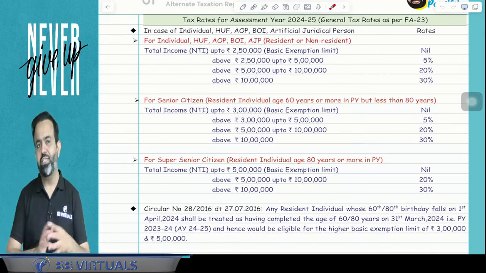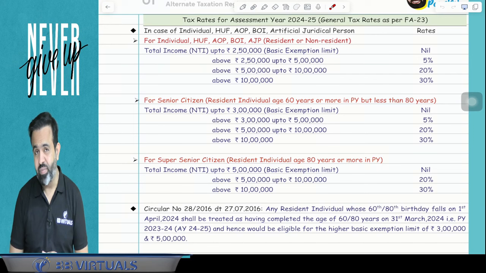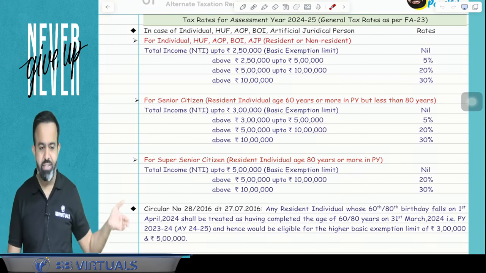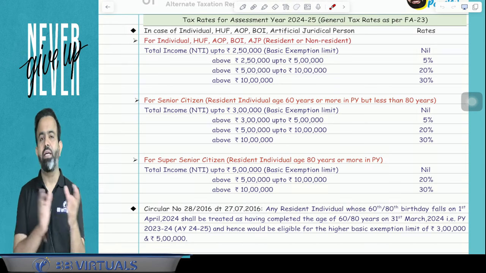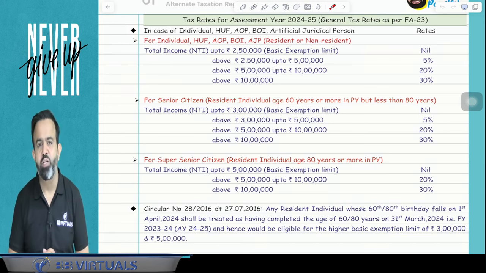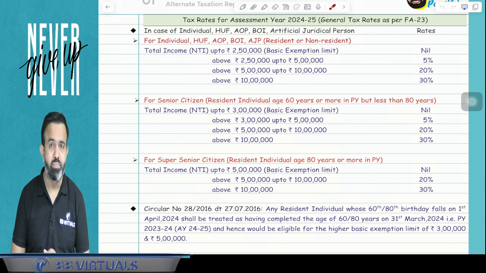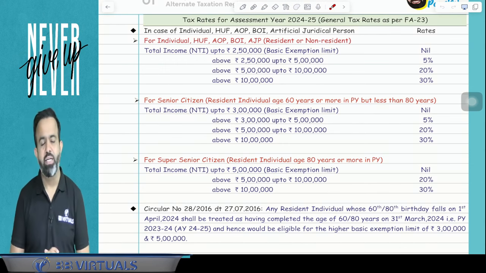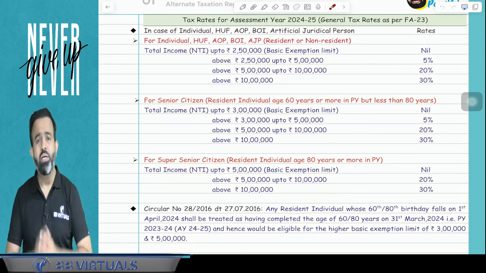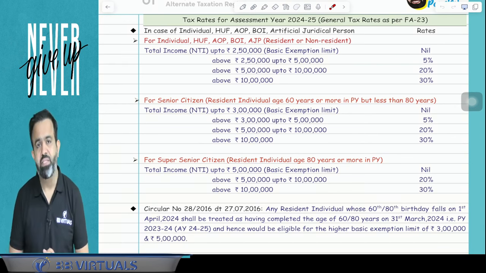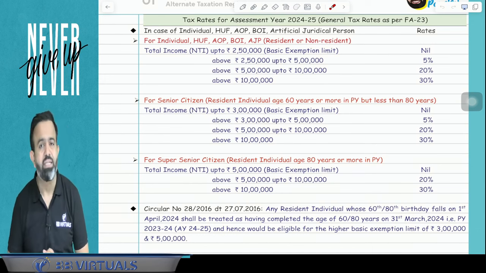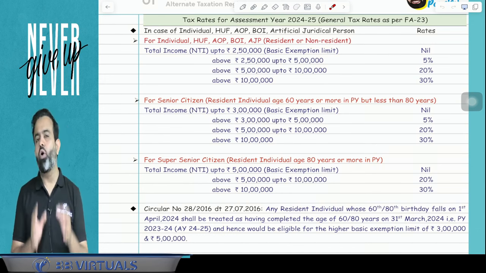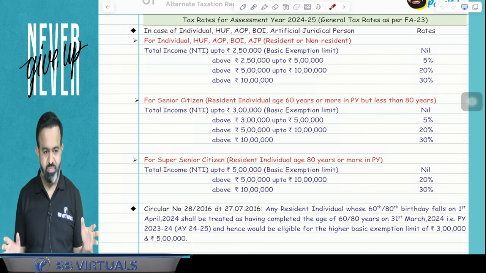Now guys, there are two types of tax rate. One is your general tax rate and one is your special tax rate. General tax rate means the slab rates, and special tax rate means, for example, long term capital gain from share market under section 112A is taxable at the rate 10%. Short term capital gain from share market is taxable at the rate 15%. Now long term capital gain is taxable at the rate 30%. Winning income is taxable at the rate 30%. Cryptocurrency income is taxable at the rate 30%. So guys, these all are your special tax rates.